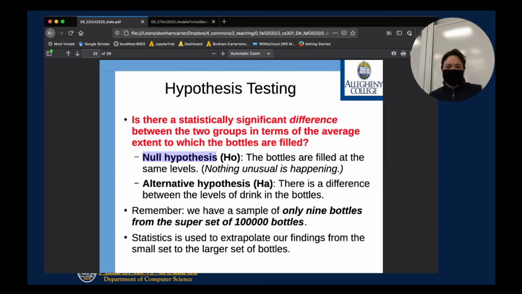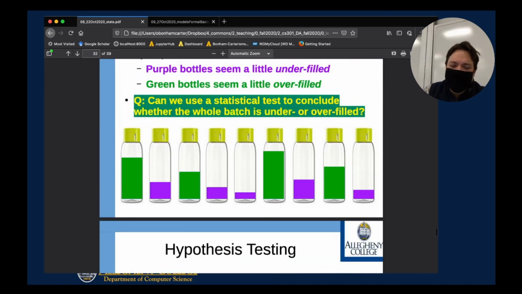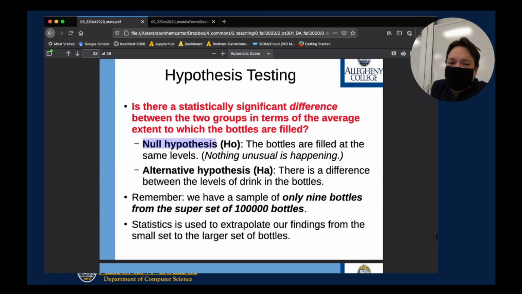There's nothing wrong with the machine. It's just the person who looked at these bottles initially, they may have just seen the wrong bottles, but in general, nothing's happening. So that's our null hypothesis. Null for nothing. Nothing going on. But then we have an alternative hypothesis, that there is something happening, that our bottles are filled differently, that we do have more green liquid than we have purple liquid.